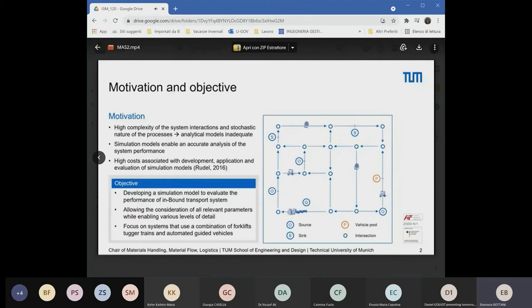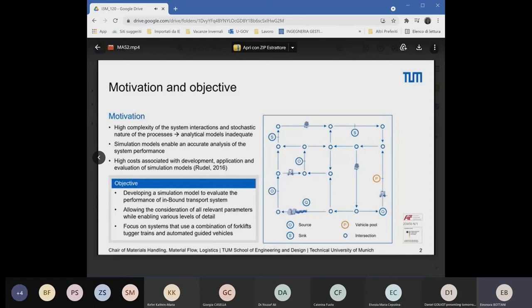Simulation methods are, however, associated with the high cost of development, application, and evaluation of the models. The aim of this research is therefore to develop a generic simulation model that allows for an accurate evaluation of the throughput of inbound transport systems. The simulation model should enable the consideration of a large number of heuristic factors in order to accurately reproduce the system behavior. Depending on the available input data collection, the simulation model should also enable a varying level of detail so that it can be used not only to design new systems, but also to identify optimization opportunities in existing structures.